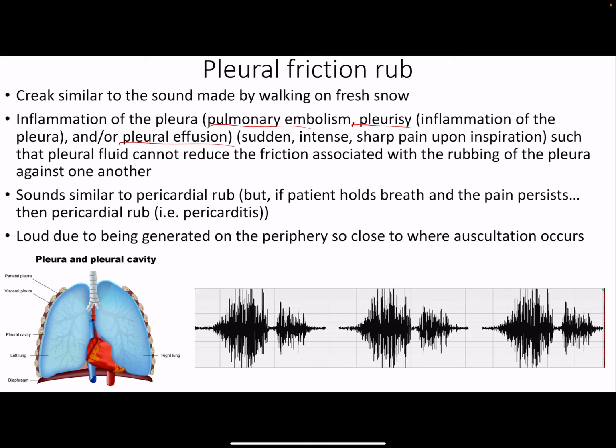When the lungs expand and contract, the pleura would want to rub against each other, which would create a lot of friction, would be painful, and would make a lot of noise, but usually the pleural fluid stops that, but not if there's inflammation. It's similar to a pericardial rub when you have pericarditis. The difference is if you hold your breath and the pain and sound persist, then you're dealing with a pericardial rub. It's a heart issue. But if it stops when you stop breathing, then it must be a pleural rub of the lungs. And it's going to be particularly loud considering that the pleura are on the periphery, and that's where auscultation is occurring. So let's listen.